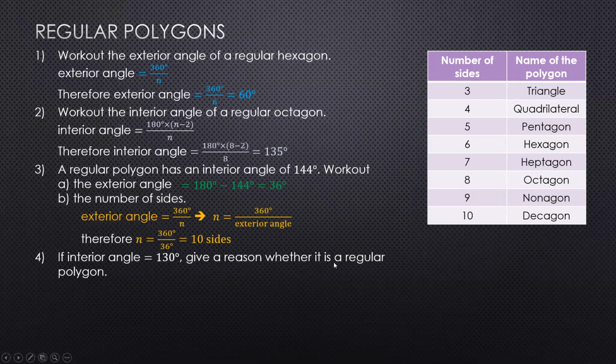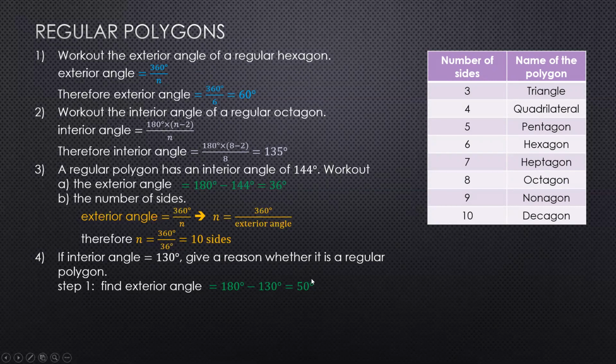Number 4, if an interior angle is 130, give a reason whether it is a regular polygon. So the question now asks you to judge, if I have one interior angle of 130, whether this polygon is regular or not. What you do is we can use this to find the answer. Step 1, find the exterior angle. The answer will be 180 minus 130.